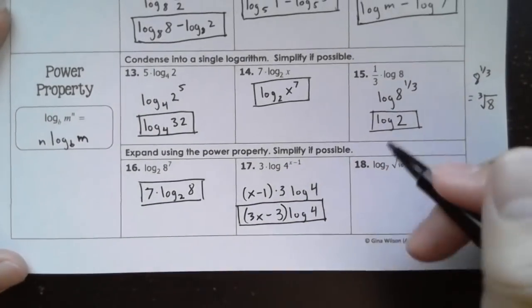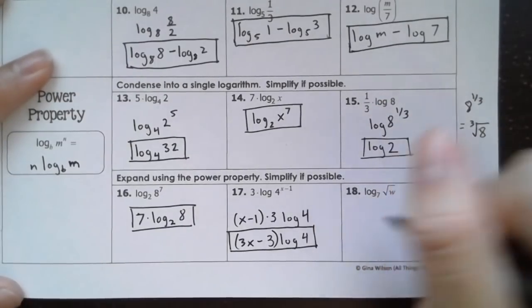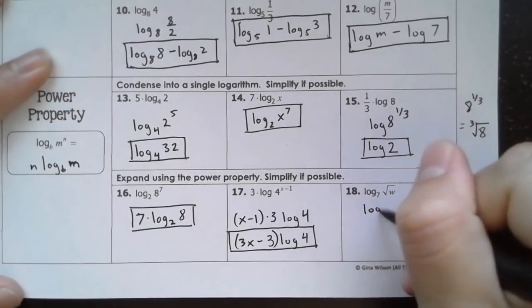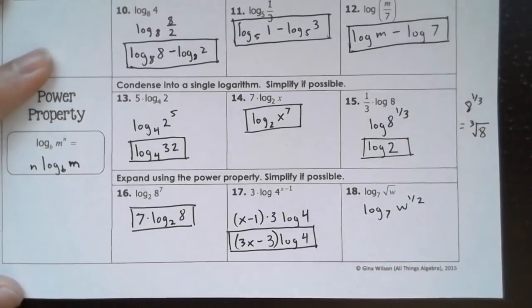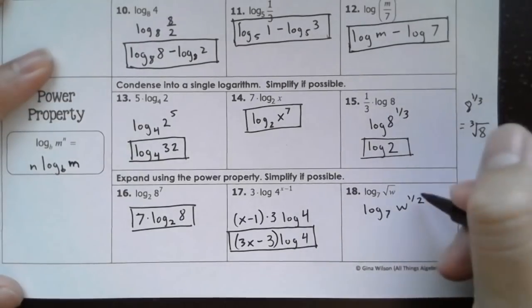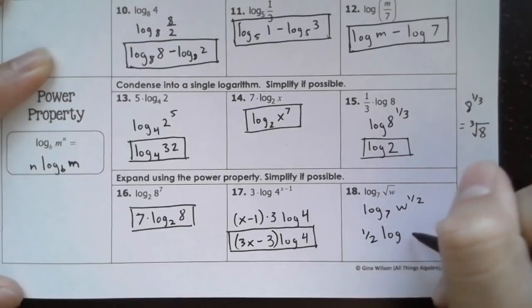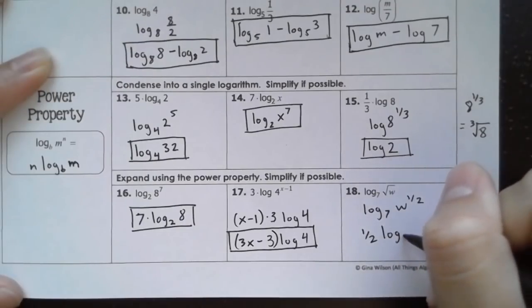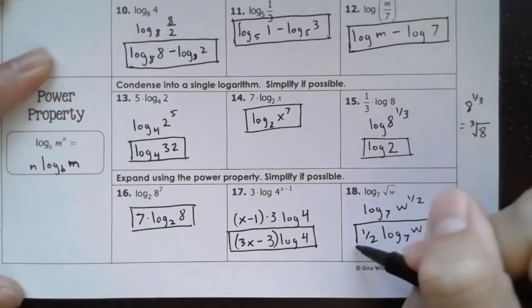Next one, this is a square root, so I can rewrite this as log base 7. I'm going to rewrite this as an exponent so we can see what it is. I have a w to the half. Now I can move that exponent to the front. So I get 1/2 times log base 7 of w. And that's my answer.